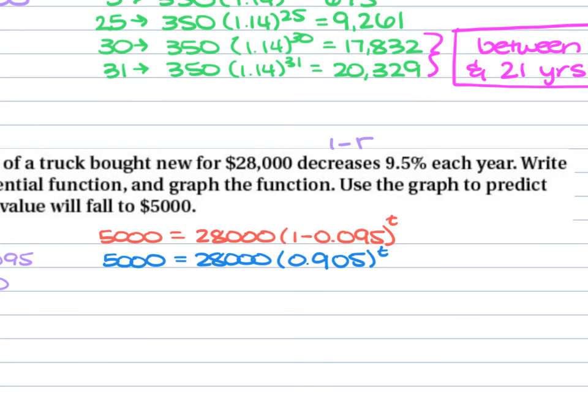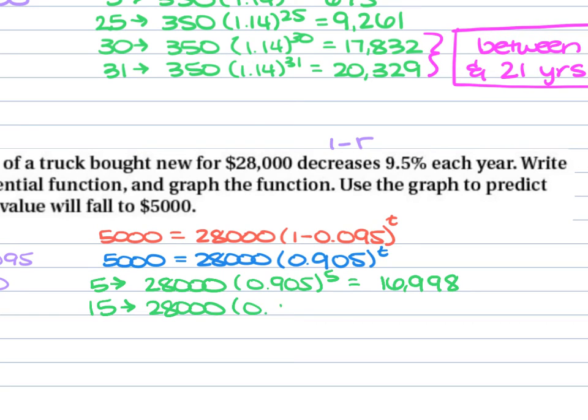So again, I'm going to start with, let's say, 5. If I plug the 5 in, 28,000 times 0.905 to the 5th power gives me 16,998. So that came down by about 8,000. So if I added another 10 to this, it should come down by another probably 8 or 9,000. So let's try 15. So 28,000 times 0.905 to the power of 15 is going to give me 6,264.